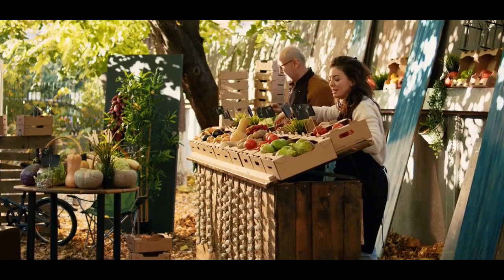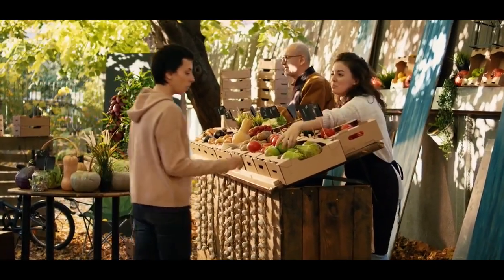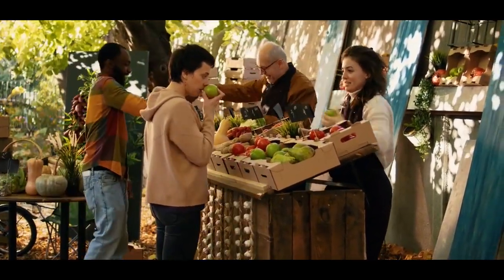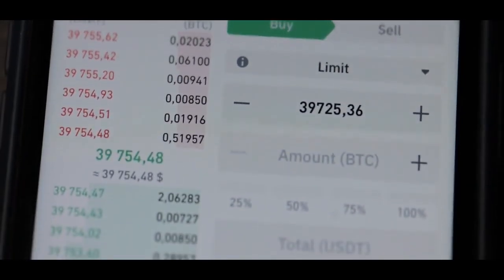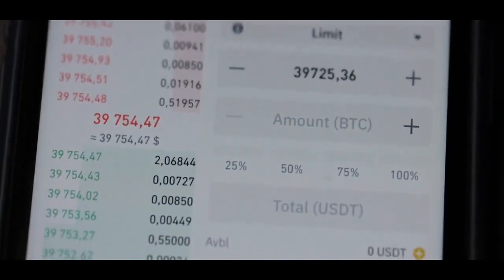Consider exploring demo accounts or free trials to assess the platform's functionality and ensure that it aligns with your preferences. A well-designed platform will streamline your trading activities and provide a smooth user experience.